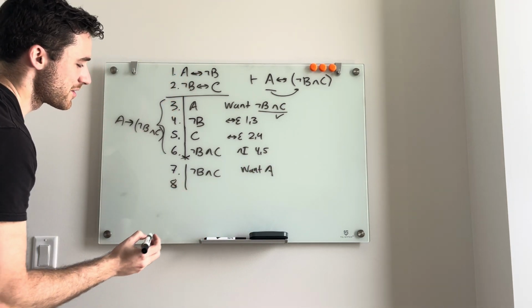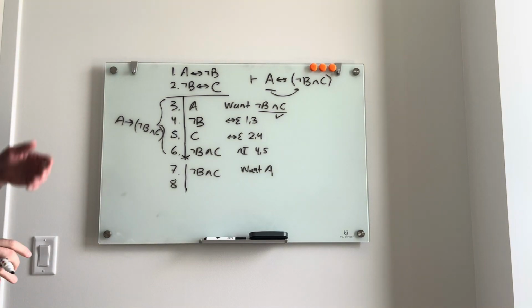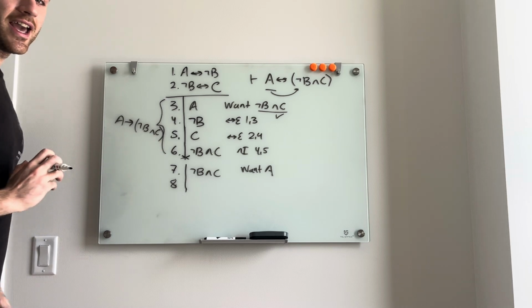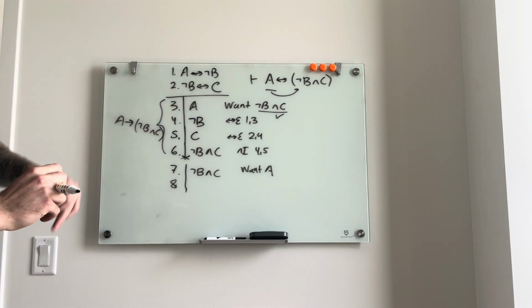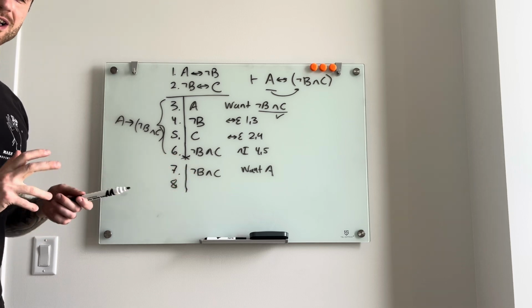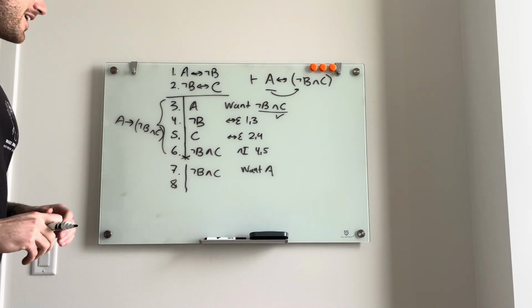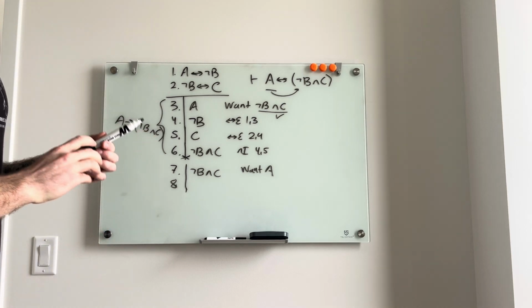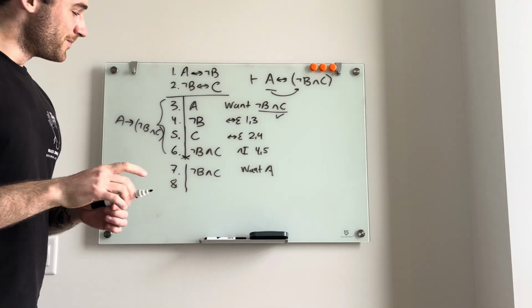Now, if you're learning this for the first time, you might say, well, hold on a minute, Eric. I can get to A simply by reiterating line 3. I have A up in line 3, so I can just reiterate it down there. And my answer for you is that's a big, big no-no, okay? You can't do that. Why not?